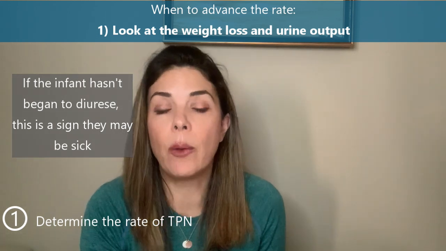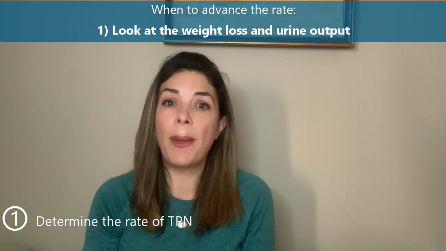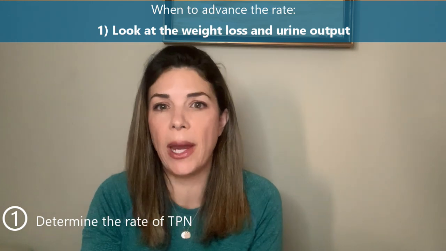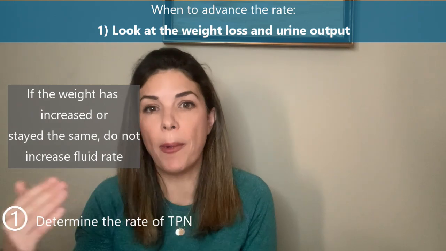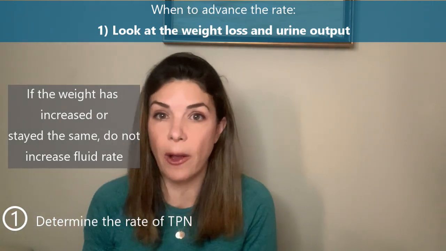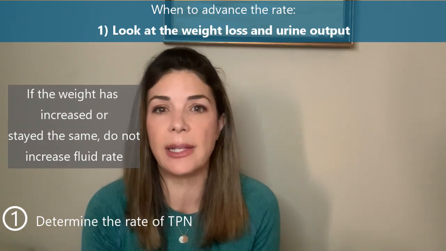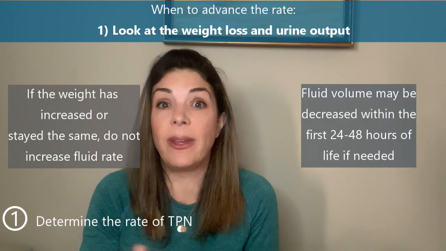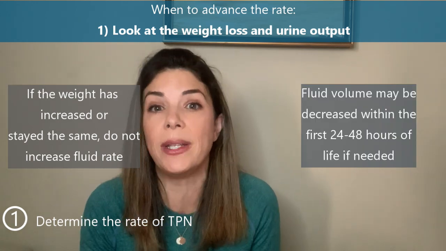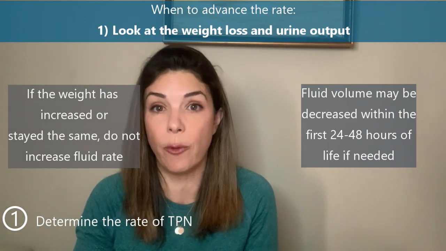So we look at that. We look at how much the baby has peed as well as the baby's weight. If the baby is the same weight or has increased weight, then we definitely don't want to go up on the fluids because, like we said, we expect the baby to lose weight within the first few days of life. So for example, your term baby with HIE on 60 mLs per kilo, if they've gained weight, you might even drop that fluid down to 50 mLs per kilo per day in that first 24 to 48 hours.